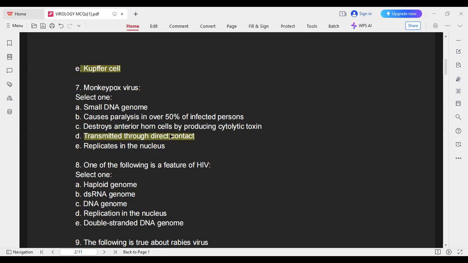Okay, then it's spread through direct contact. That is true. So if you have direct contact with the lesions of the monkeypox, any bodily fluids, respiratory droplets, or contaminated material, for example, bedding or these surfaces.